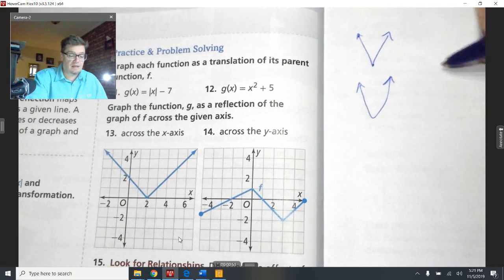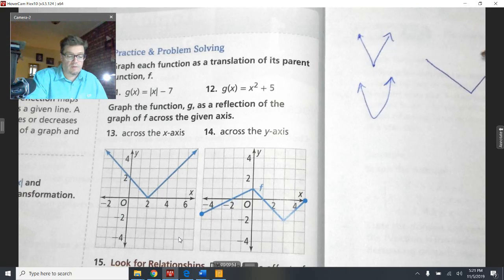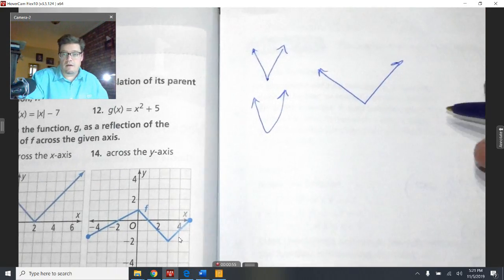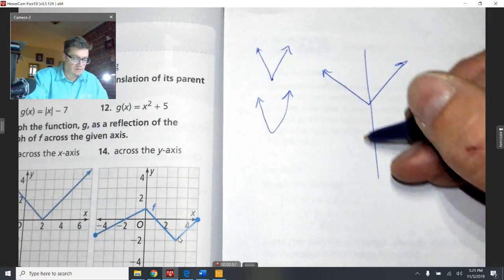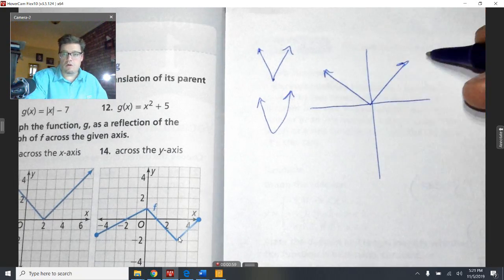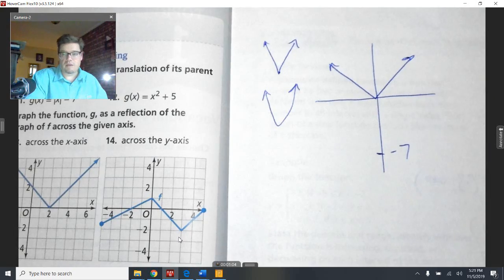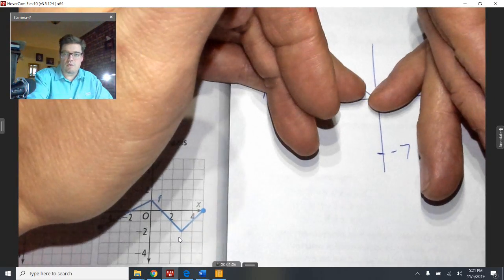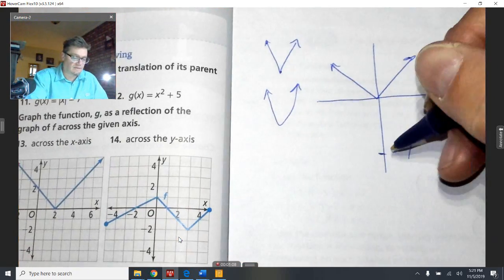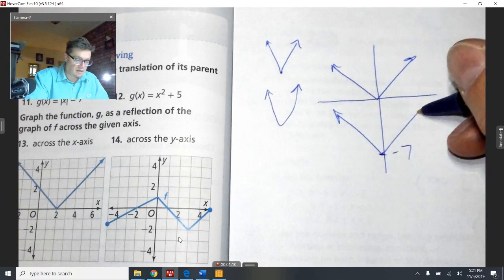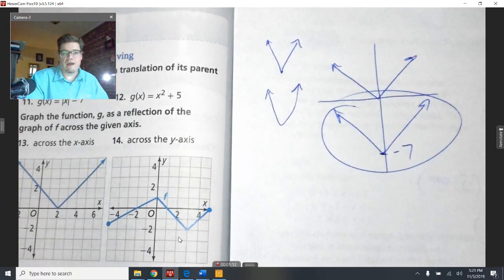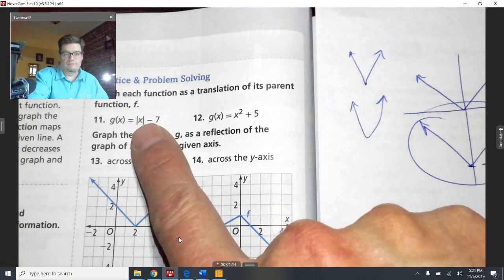So we take the parent function, which is 2 lines. This is her right there. Her or he is going to drop all the way down to -7. Every single point is just going to drop down to -7 so that she will look like this. Okay, so that's the graph of this individual right here.